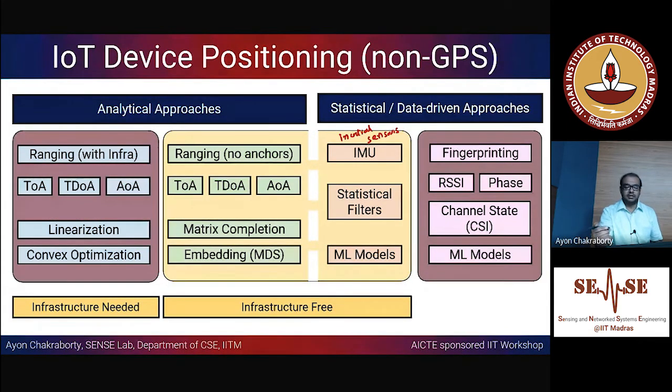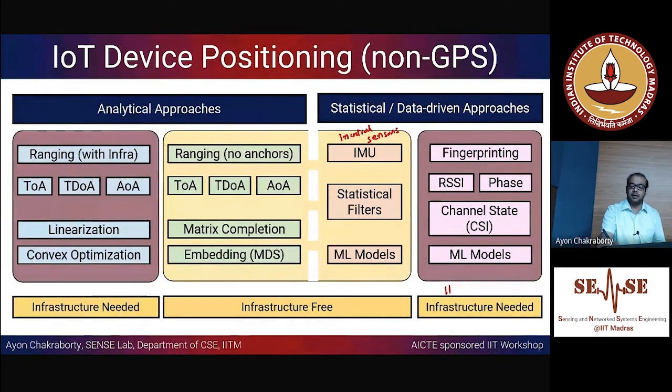Okay, so this is again somewhat dependent on infrastructure. So this is actually heavily dependent on infrastructure. Here you only need the infrastructure for the location of the anchors, right? Location of anchors. Okay, that is why you needed the infrastructure. This is what you have to calibrate.